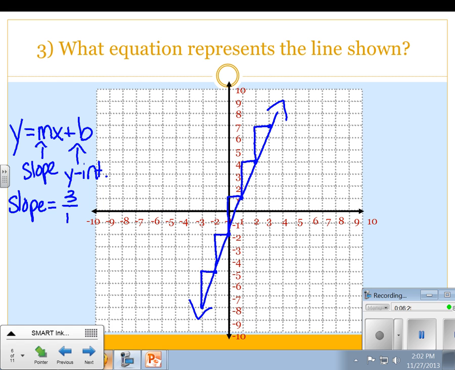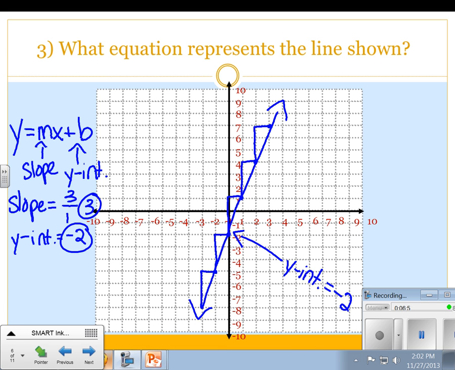So the slope is going to be 3. And then the y-intercept, we look at where it crosses the y-axis at (0, -2). So the y-intercept is -2.